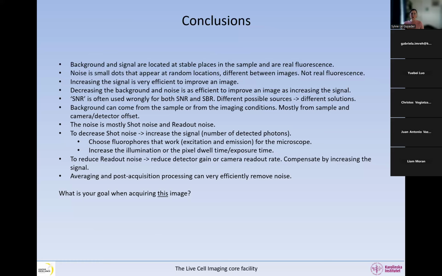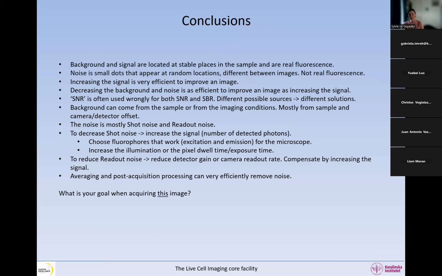You need to think, what is your goal when you acquire this particular image, just before you click on the acquire button? What is your goal with this image? If you're looking at acquiring a big overview of the sample, you don't care about the noise. It doesn't matter if the sample is noisy. If all you want to see is, for example, the edge of a region of interest, you just want to find the region of interest, then clearly a noisy image is going to be fine. And therefore you're okay with lots of noise.